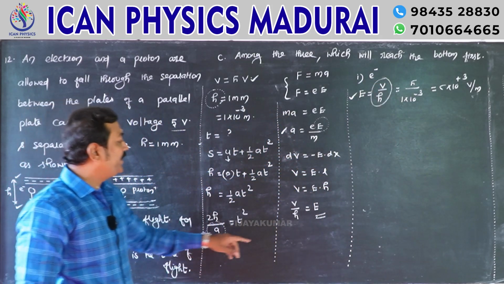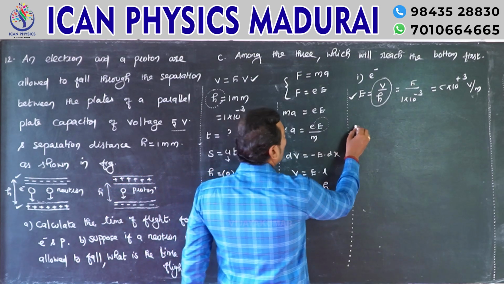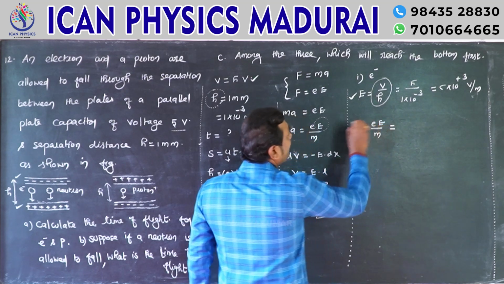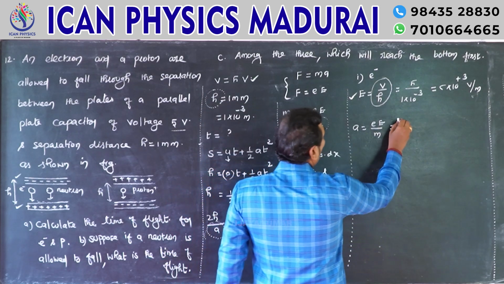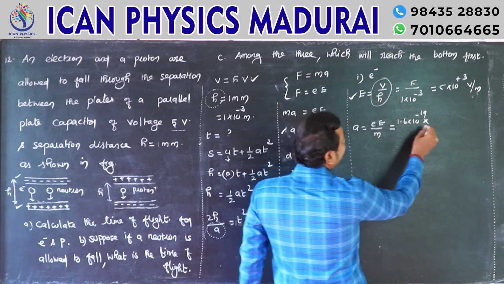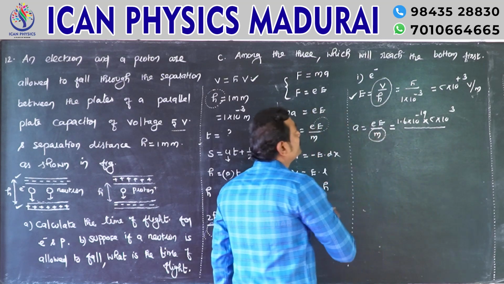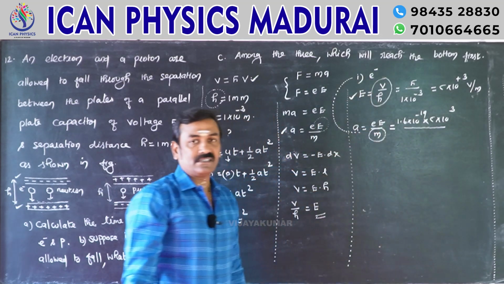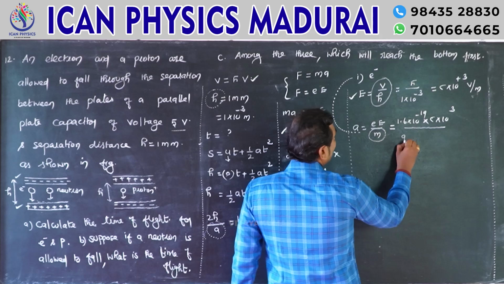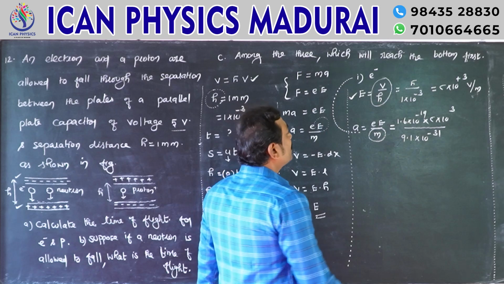Okay. So, by using E, then we can calculate the value of a. How can we calculate a? a equal to eE by m. So, what is the value of e? That is 1.6 into 10 to the power minus 19, into E. E value is 5 into 10 to the power 3, divided by m. For which case? We are saying electron. Then we take the mass of electron. So, what is the mass of electron? That is 9.1 into 10 to the power minus 31. Okay. So, now we can multiply.